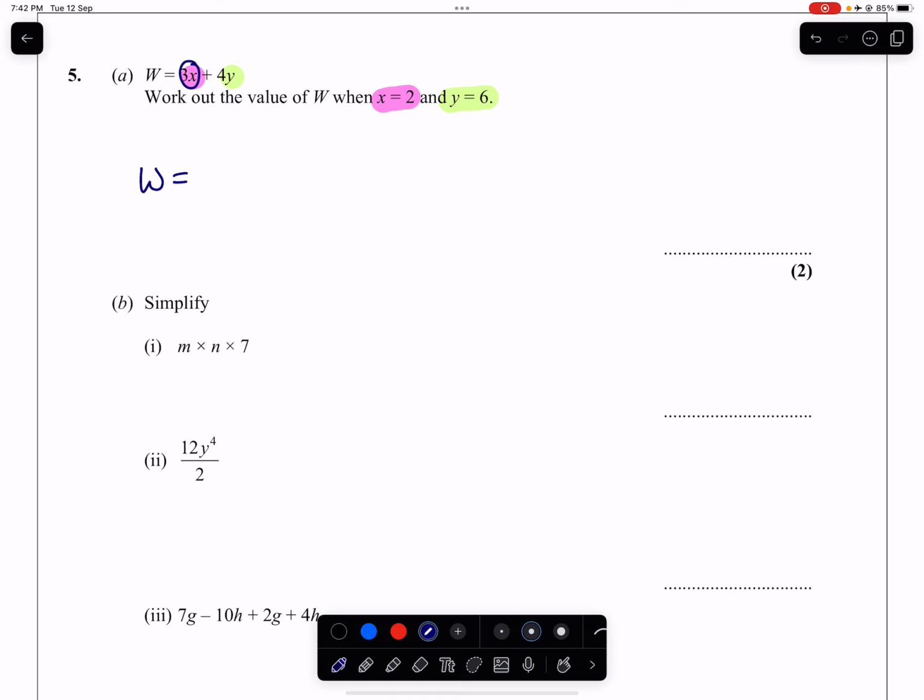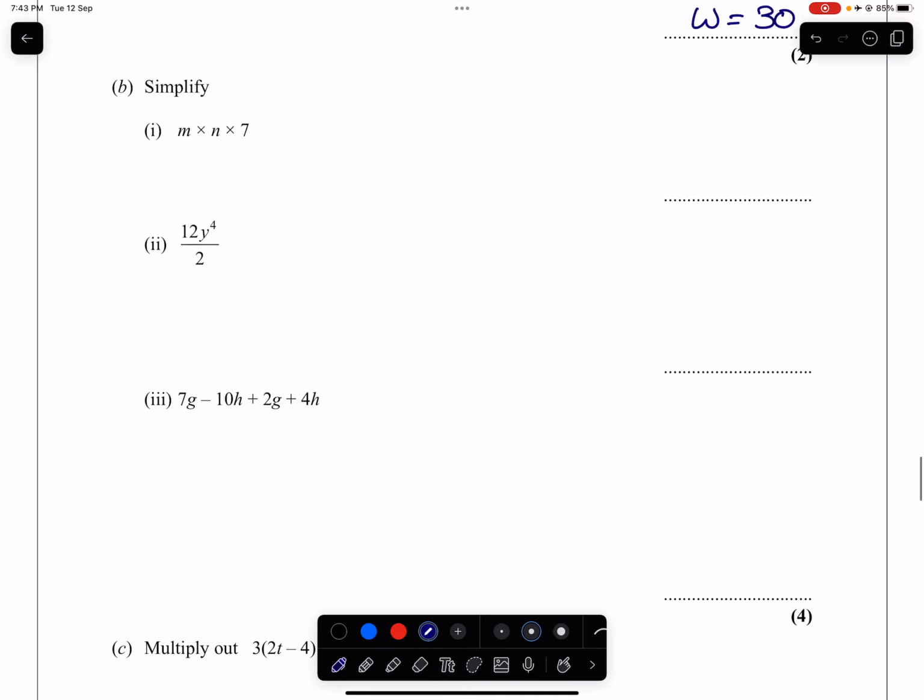So this 3x here is the same as 3 times x. But we know x is 2. So it's going to be 3 times 2. And this 4y is the same as 4 times y, which is going to be 4 times 6, and we have a plus sign in between it. You're then going to end up with 6 plus 24, which is going to give us a final answer of 30. So w is 30.